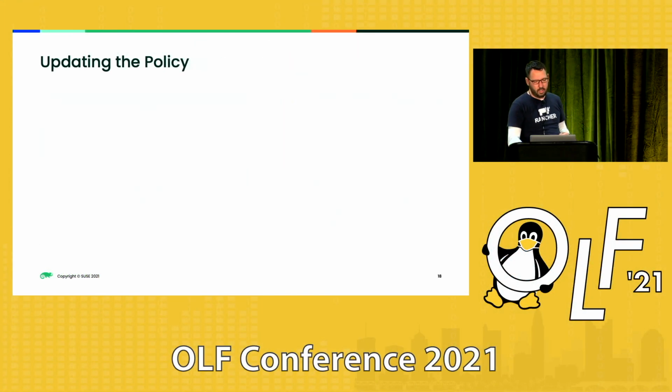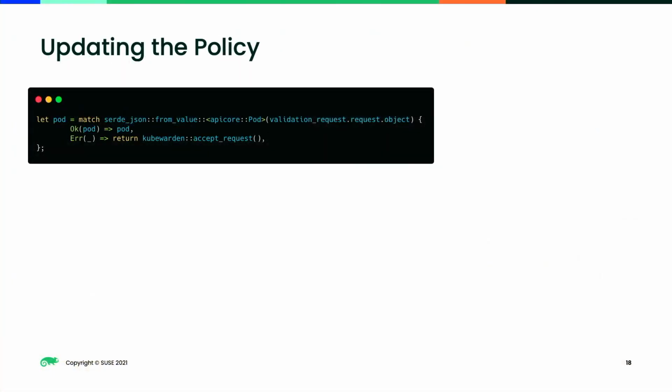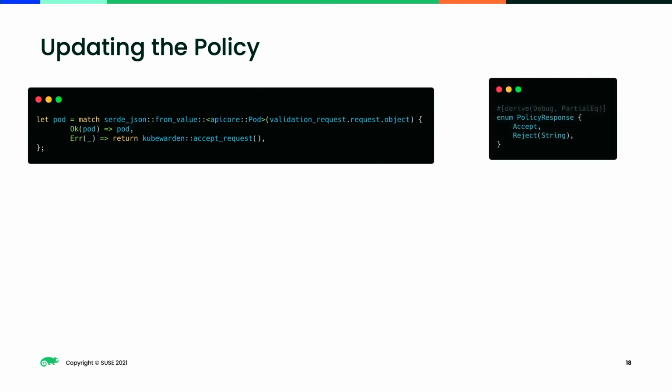So, the policy. We have a pod match. What the scaffolding has is a little bit much, so I stripped it out to what we need. Here's the pod, here's an error, go with that. But we want the policy to have a response. So we have an enum, and it's either accepting the results or rejecting it with a reason why we rejected it.